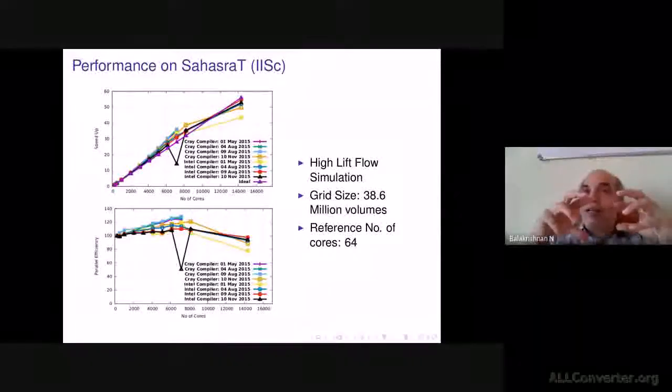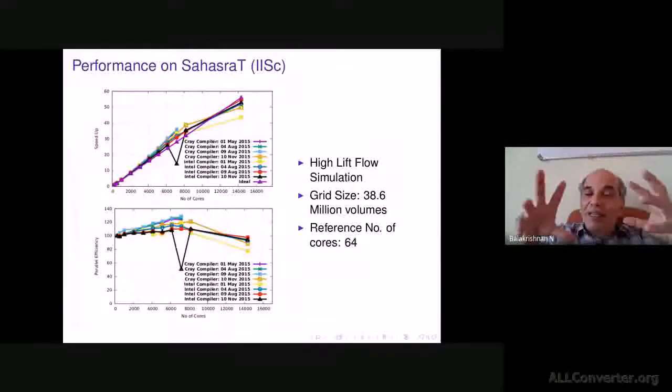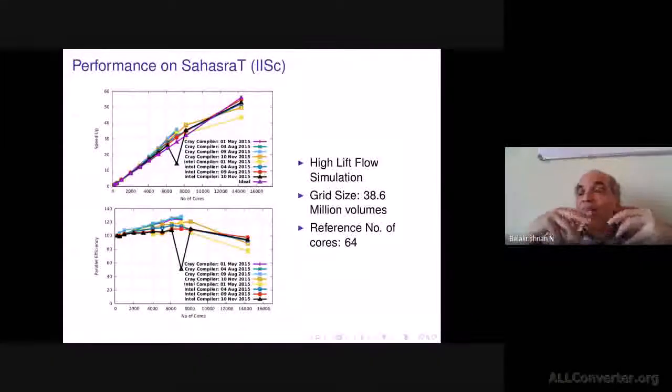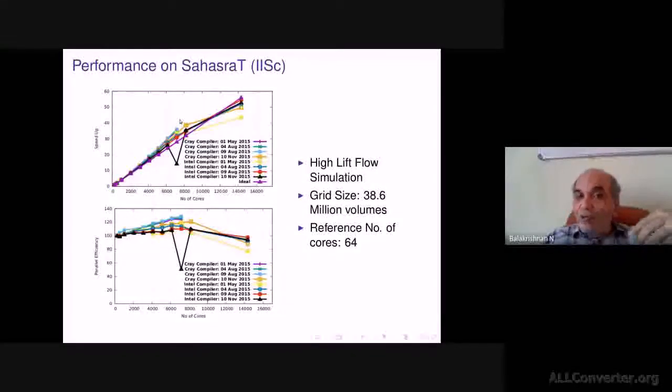In this particular example that I'm showing, the benefit of cache utilization seems to be overwhelming. That's the reason why you see performance better than ideal speedup. The actual speedup is better than ideal speedup. But does this continue forever? No. When I'm running it on 14,000 cores, I immediately see that the communication becomes dominant.